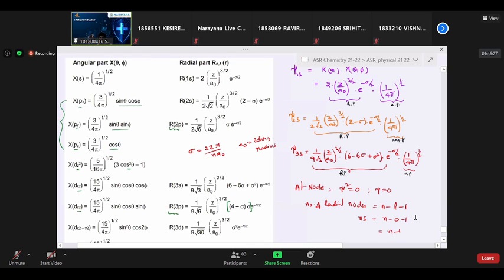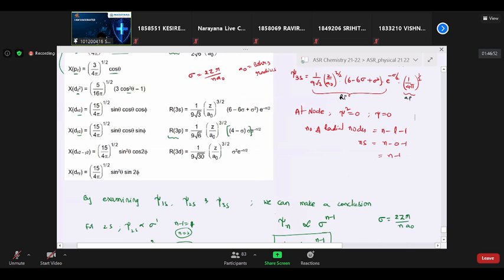Psi 1s is proportional to sigma power 0. Psi 2s is proportional to sigma power 1. Psi 3s is proportional to sigma power 2, the maximum values. So I am writing the order of sigma values.